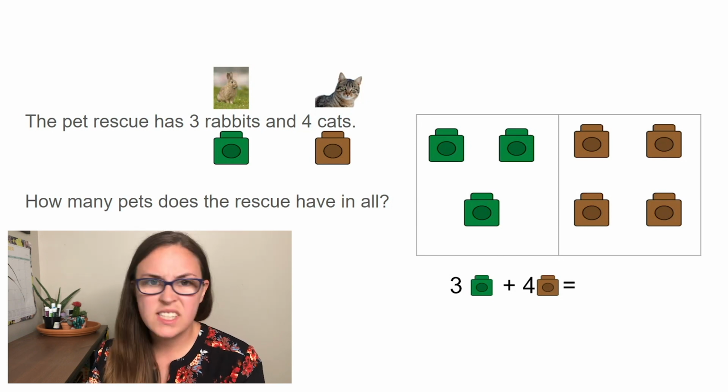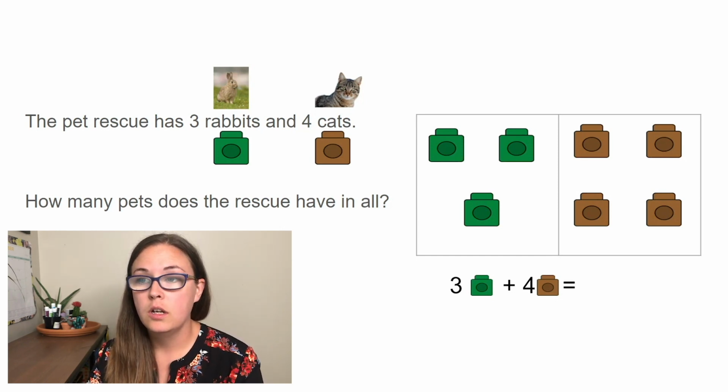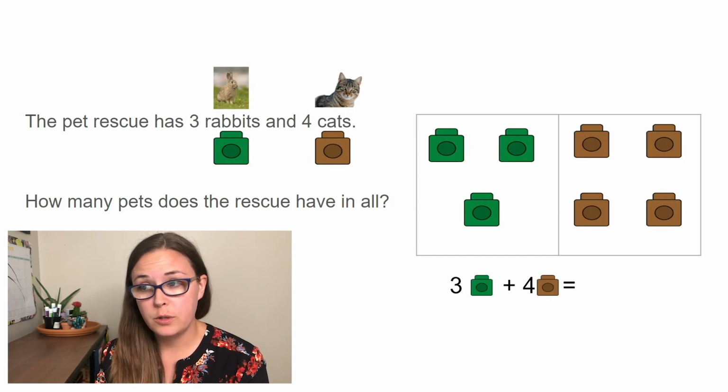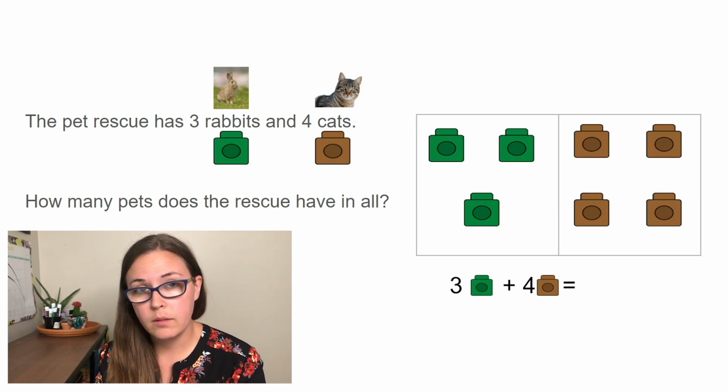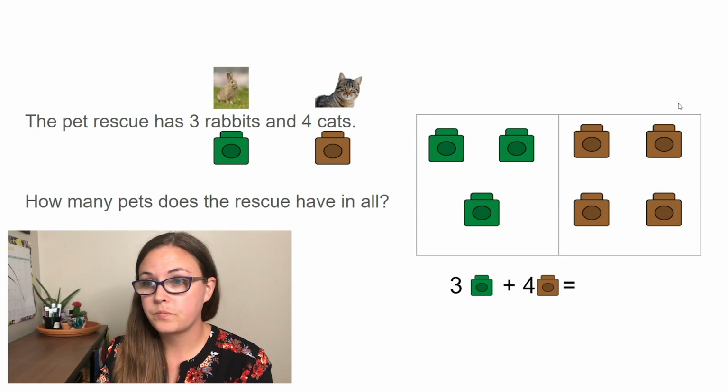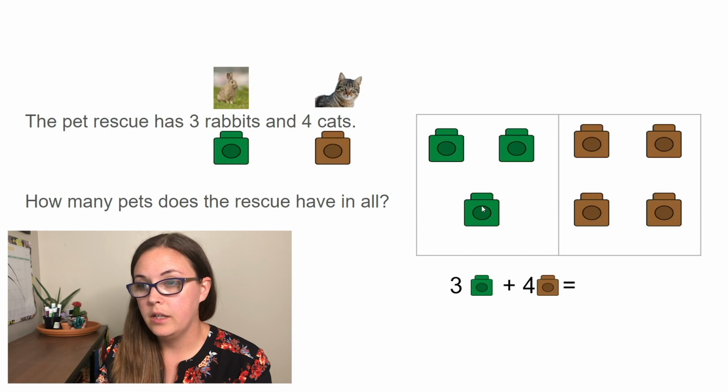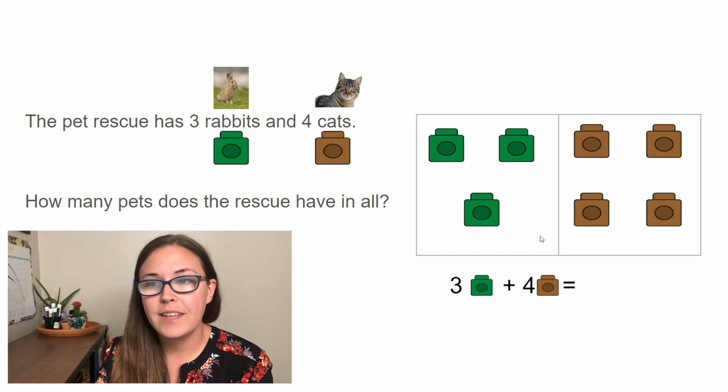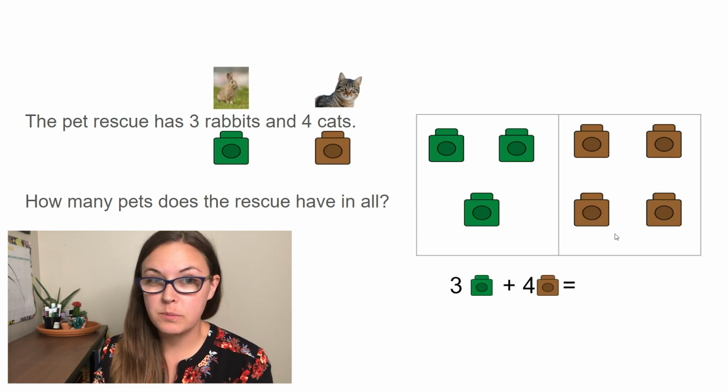But that still doesn't answer the question yet, because we need to find out how many there are total in all. So let's count the green cubes and the brown cubes together. Are you ready? 1, 2, 3, 4, 5, 6, 7. So how many cubes do we have in all? That's right, we have 7 cubes.